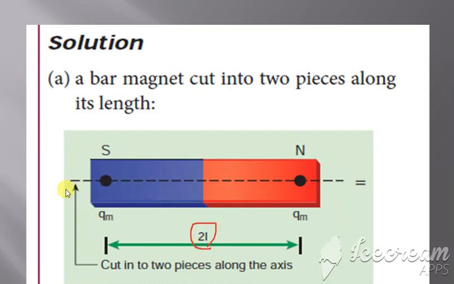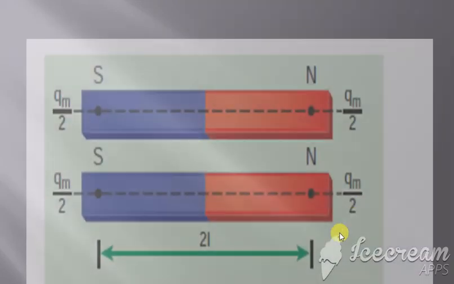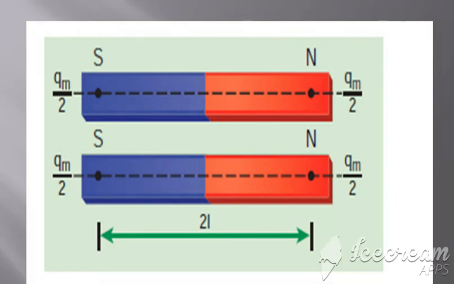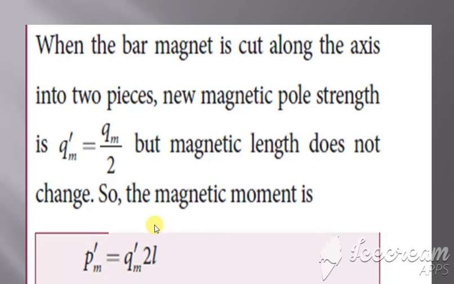Clear? Now this is going to be cut into two pieces like this, and when it is cut into two pieces, the pole strength is divided by 2. So in the next one, the pole strength becomes Qm divided by 2 because it is cut into two pieces. In the same way here also it becomes Qm divided by 2, but the length is the same, which is 2L. Using this, to find the magnetic moment, the formula is Pm dash is equal to Qm dash into 2L.